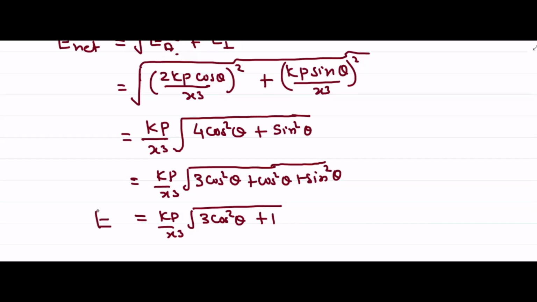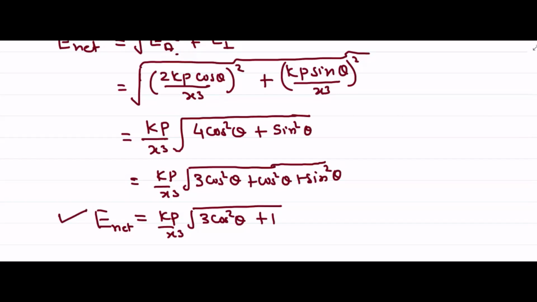So this is the magnitude of E net. And let us look at this closely. We will know the value of k. Since we know q and the distance between the two charges, we know p, we know the distance x of the point M, theta is also known to us, so we'll be able to find out the net electric field at point M. So we have got the magnitude.